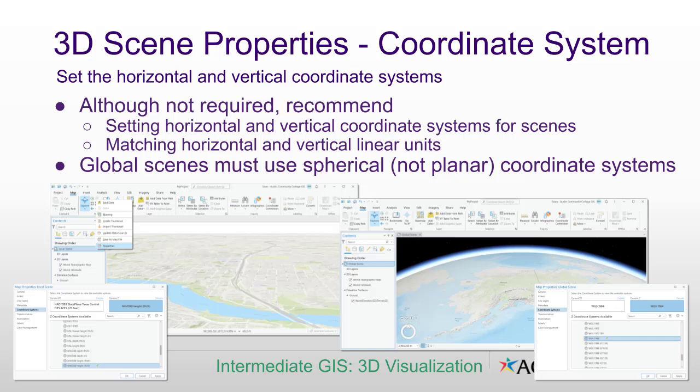Now, local scenes can use spherical and planar coordinate systems, but global scenes must use spherical coordinate systems. And that's pretty obvious because you're looking at the curved sphere on the horizon. And in the example on the right, I've selected the generic WGS 1984 for both the horizontal and the vertical coordinate system for the scene.